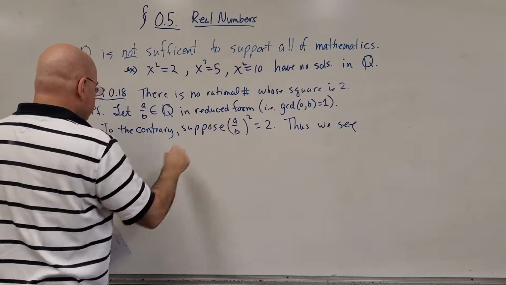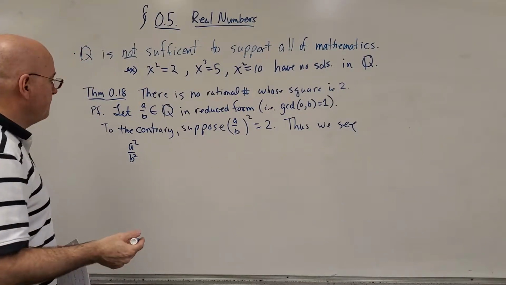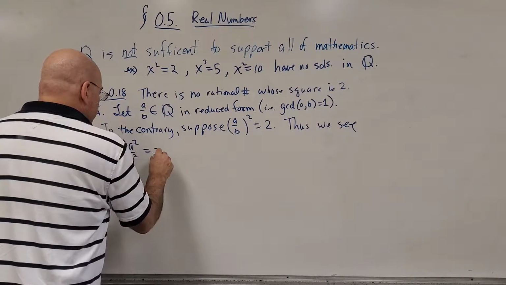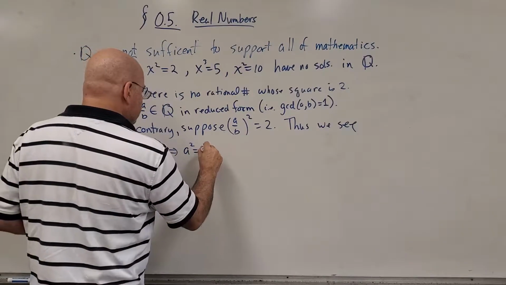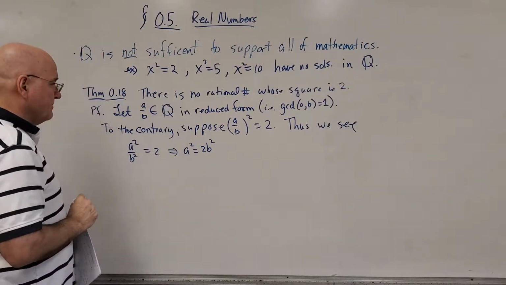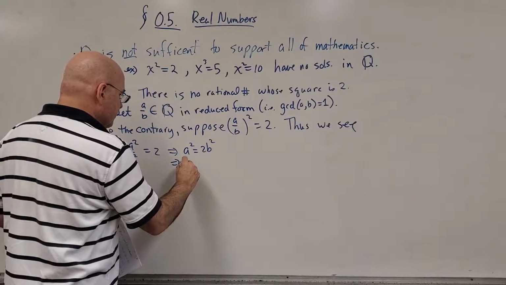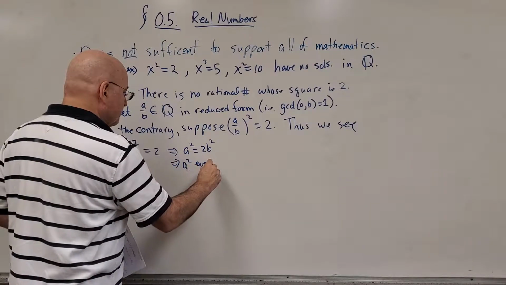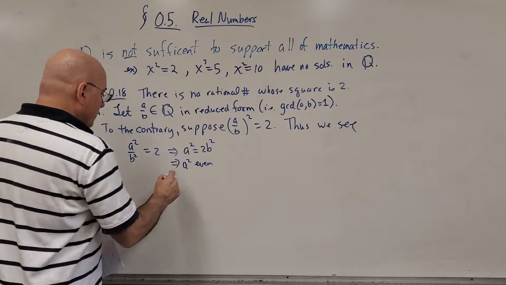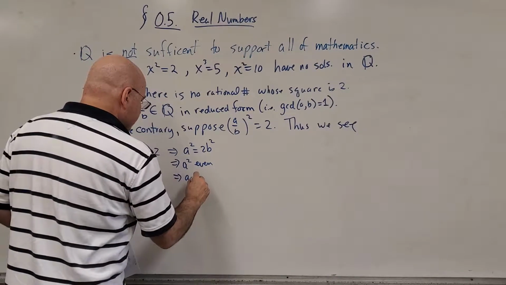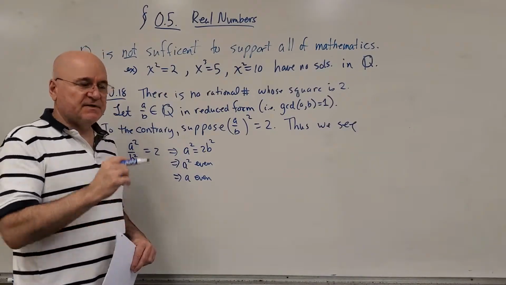Well, let's multiply this out. A over B times A over B is equal to 2. And that implies that A squared is equal to 2B squared. By the definition of an even number, that tells us that A squared is even, because A squared is 2 times another integer. If A squared is even, that means A is even. And I'll assume we know that to be true.